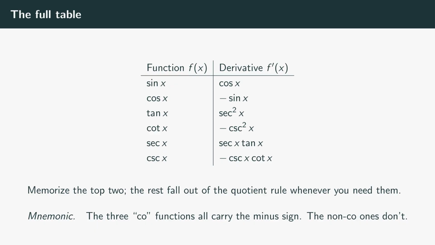But the table is worth memorizing as a unit because you'll reach for it constantly in the next several episodes and throughout integral calculus. The mnemonic that locks it in: the 3 cofunctions, cosine, cotangent, cosecant, all come with a minus sign. Sine, tangent, secant don't. The minus tags along with the co. That's the whole pattern, and it comes from one place, the minus sign on the derivative of cosine, which propagates through the quotient rule into cotangent and cosecant.